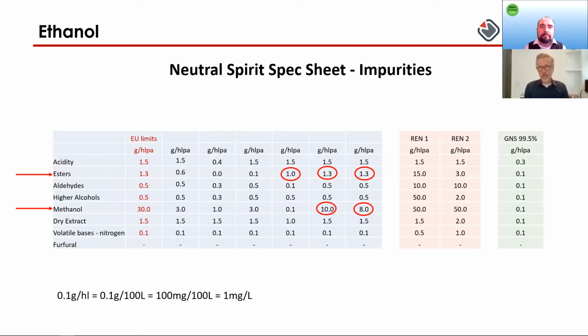Then the next group is the REN, the rectified extra neutral. In fact, it's an industrial second grade ethanol. It's, as I said, mostly used in the industry, but also some of these are used to make vinegar, for example. Now have a look at the methanol, not suitable for beverages, or these two at least are not.